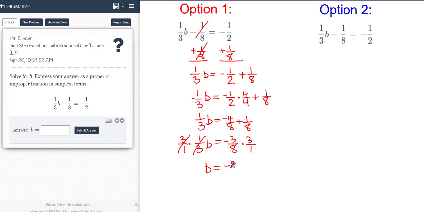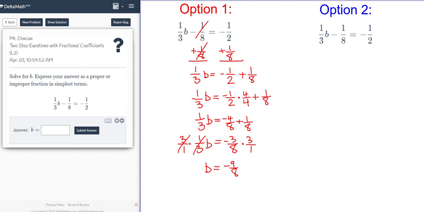Us negative 9 over 8. And so that should be our final answer. So again, option number 1 continues from what you probably learned in 6th and 7th grade, that when you don't have a common denominator, you'll start to multiply so that you can get a common denominator.